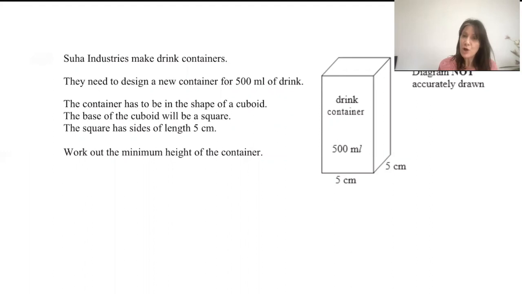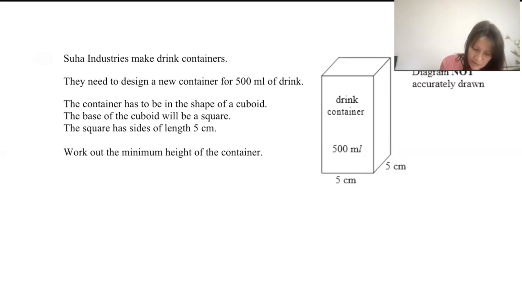Okay, so we've got quite a wordy question and we've got a diagram as well, and we should always be absorbing as much information from that question as we can. So we've got an industry that makes drinks containers. They need to design a new container for 500 milliliters of drink. The container has to be in the shape of a cuboid. The base will be a square and the square has 5 on each length. And we can see all of that information in the diagram. And we've got to work out the minimum height of the container.